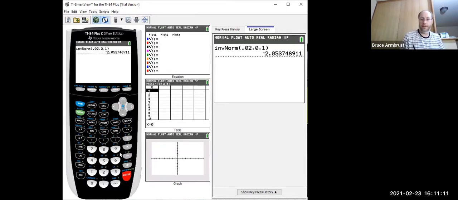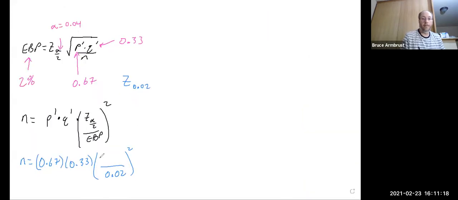2.0537 is what we're going to put in for our z value. Okay, so you can just use inverse norm. That's probably the easiest way to get it. There are tables and things that you can use as well, but we'll just do it this way because it's easier.